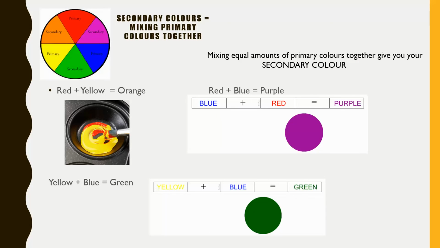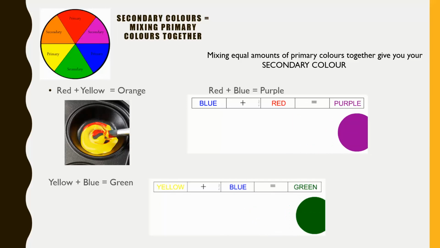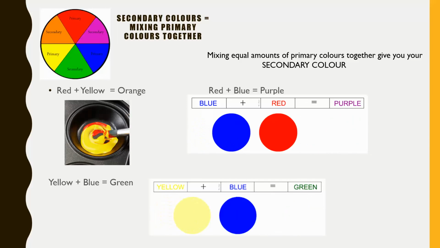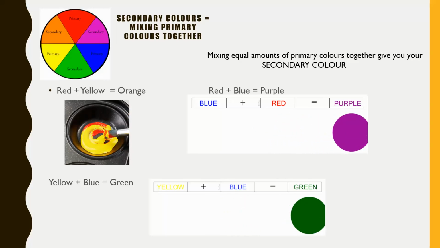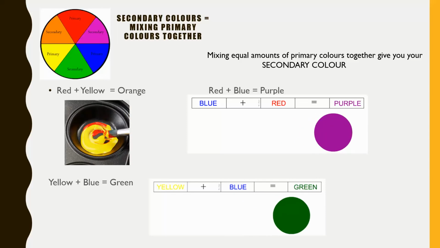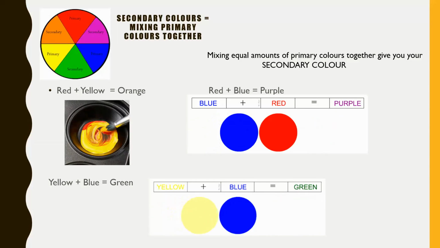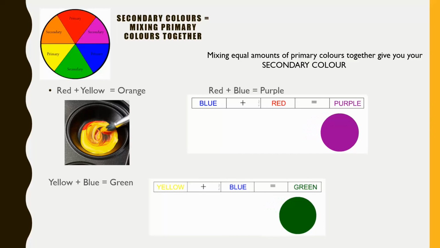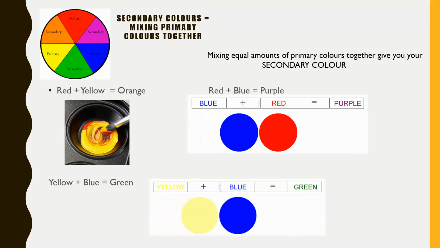So out of these 3 primary colours, we can make our secondary colours. So if we mix red and yellow together, we get orange, and red and blue, we get purple, and yellow and blue, we get green. So we want to mix equal amounts of red and yellow to get orange. And if we mix slightly more red than yellow, we'll get a reddy orange. And more yellow to red, we'll get a yellowy orange. Same goes for our purples.